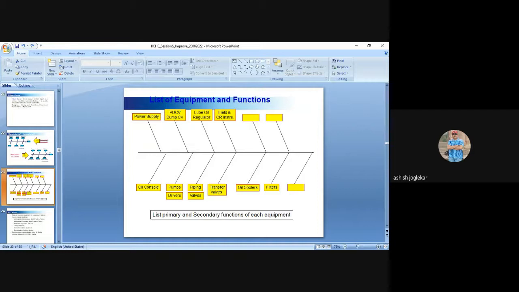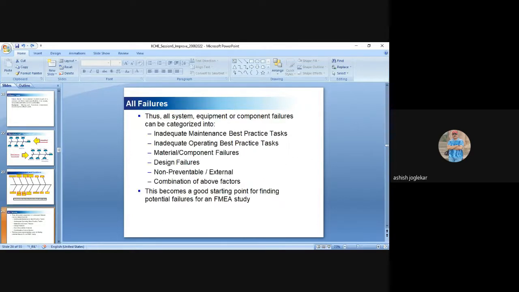List the primary and secondary functions of each equipment: power supply, voltage regulator, field and control instruments, oil coolers, filters, transfer valves, piping, pumps. All these are the drivers, all part of the equipment. Then establish what the failure modes are. The failure modes can be inadequate maintenance practices and inadequate operating practices. That is, maintenance is not doing PM properly or not doing PM on time. Operation practices is doing some malfunctioning, like not opening the valve smoothly, or not running the equipment as required. If there is a high ampere, then reduce the flow. All these things are operating practices.